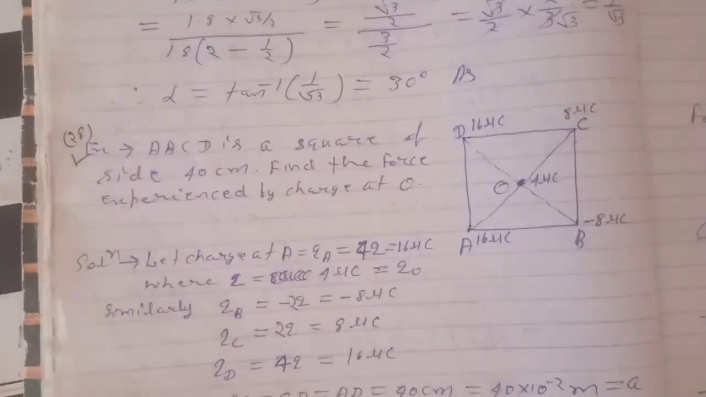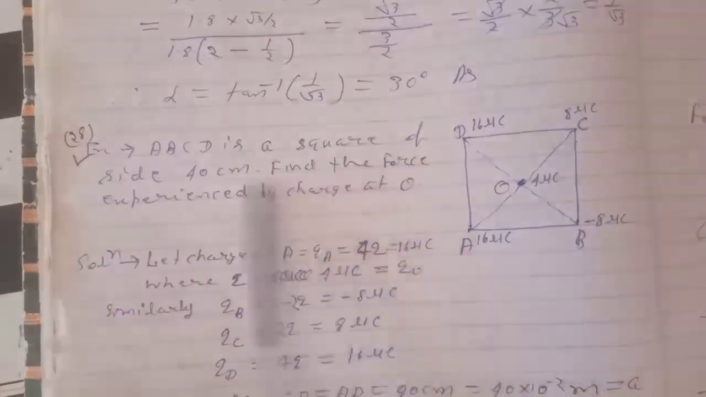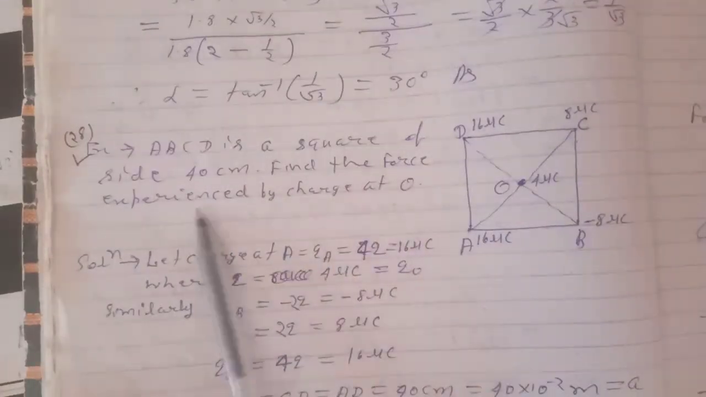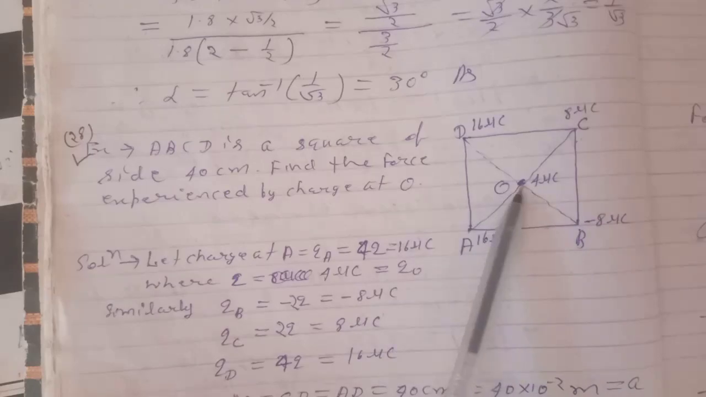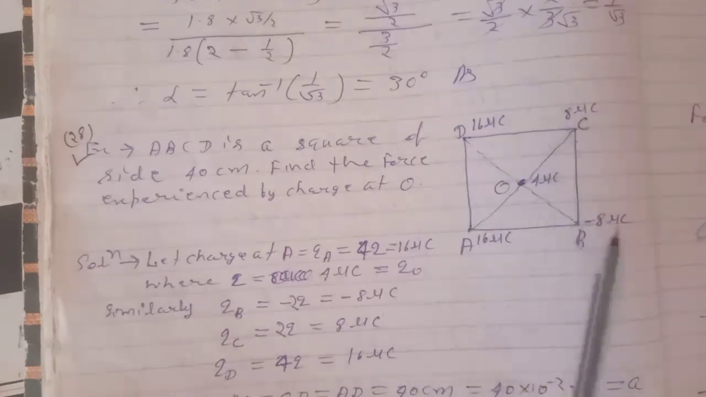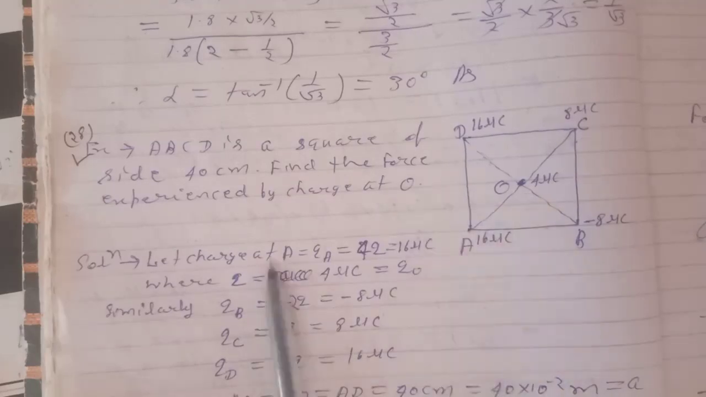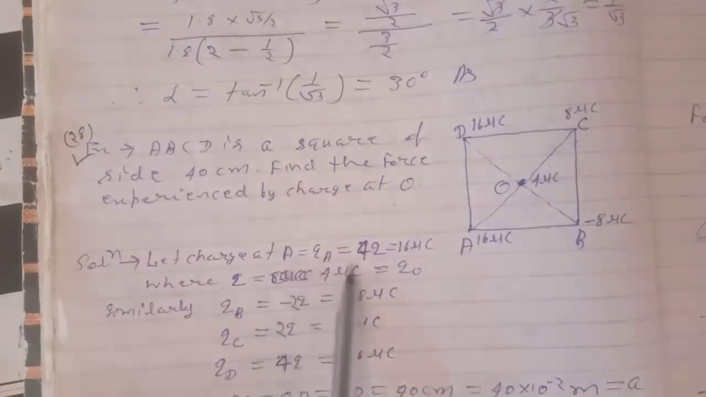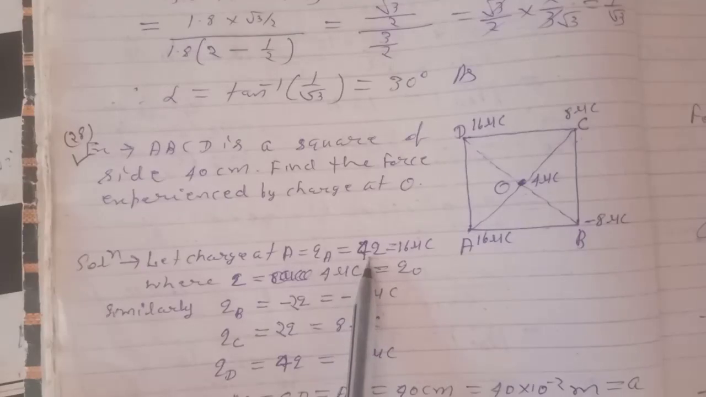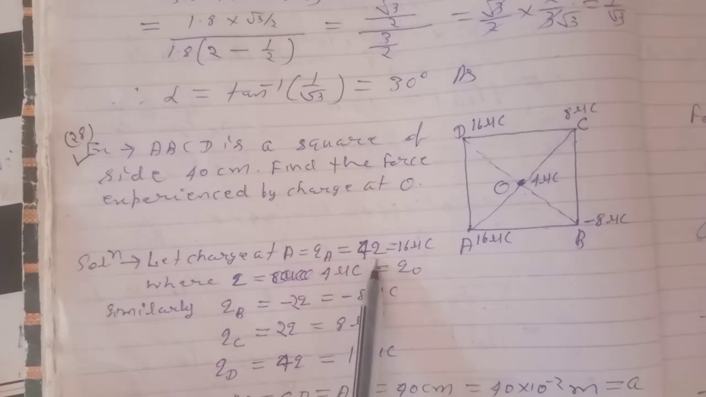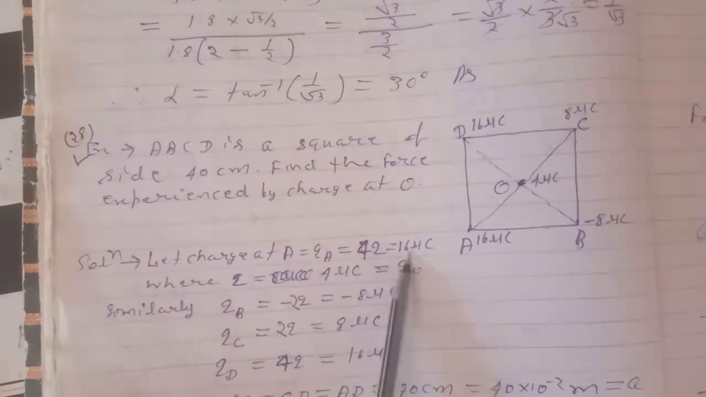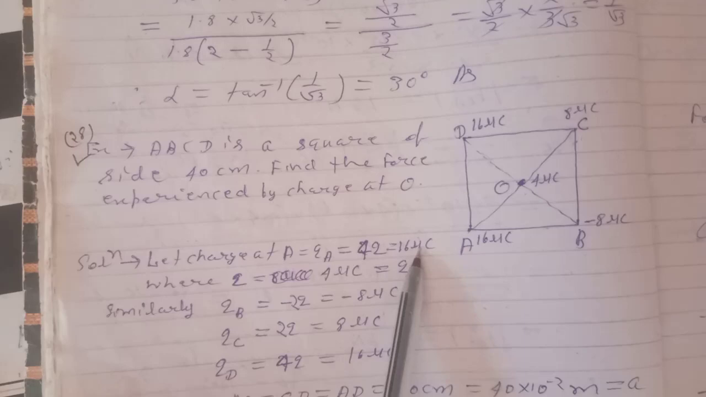Next problem. ABCD is a square of side 40 centimeter. Find the force experienced by the charge at O. These are 16 microcoulomb, 8 microcoulomb, minus 8 microcoulomb, 16 microcoulomb, and this is 4 microcoulomb. Let the charge at A equal Q_A equal to 4 microcoulomb.